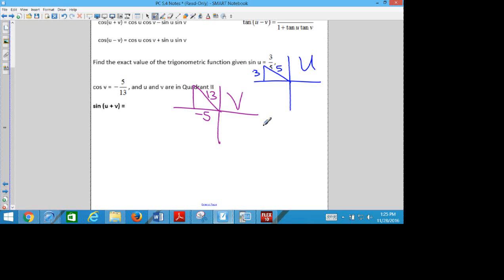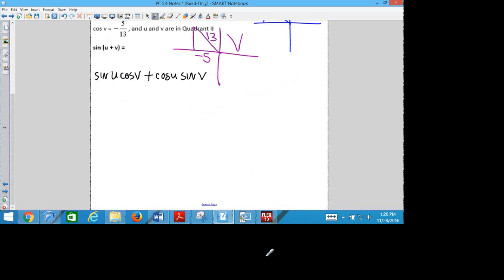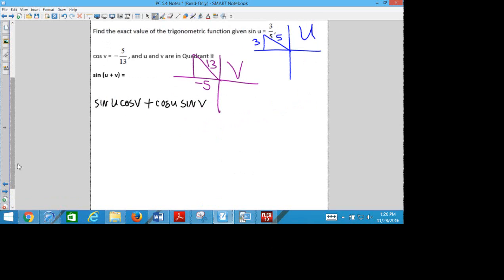It says to do sine of u plus v. So I use my formula for sine when I'm adding them. That says sine u cosine v plus cosine u sine v. That's just the formula. Do I know my sine of u? Yes, 3/5. Do I know my cosine of v? Yes, negative 5/13.